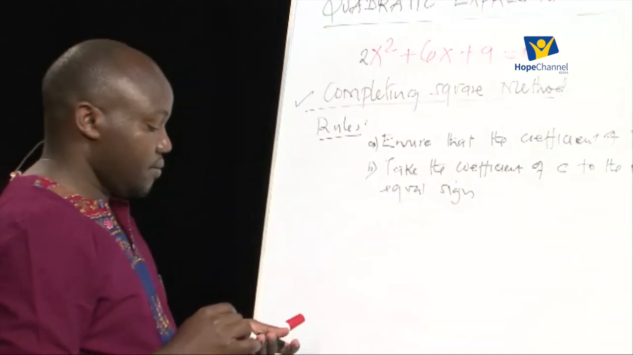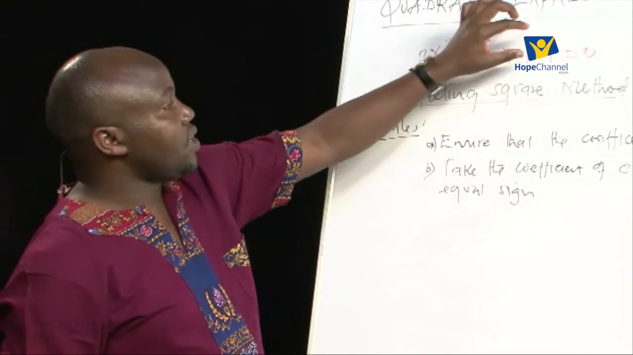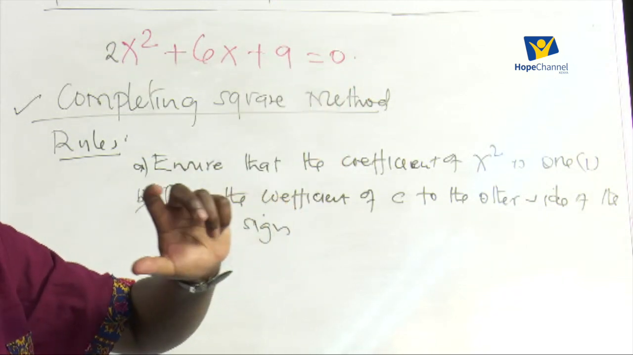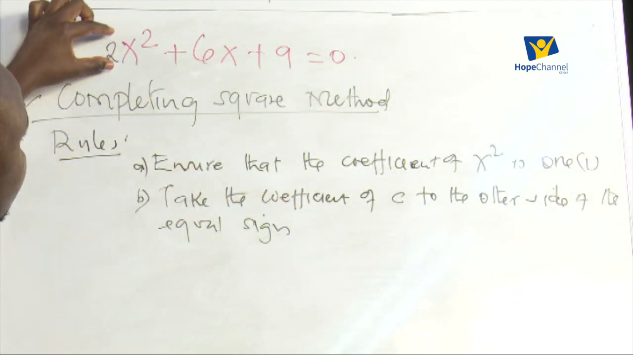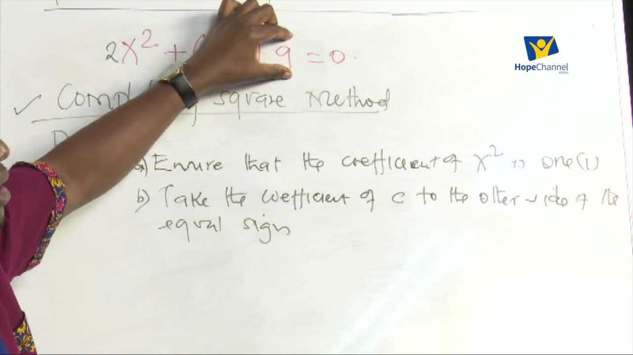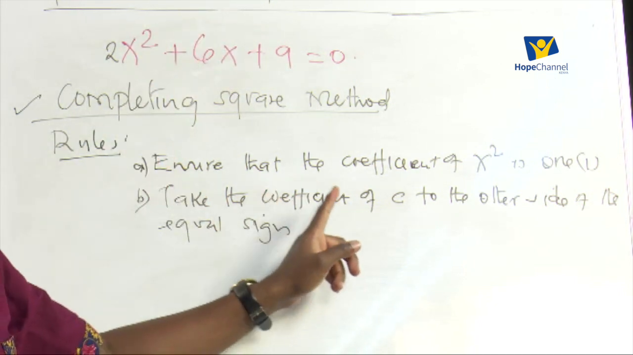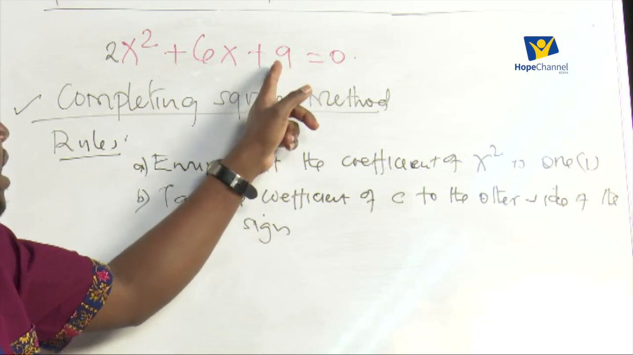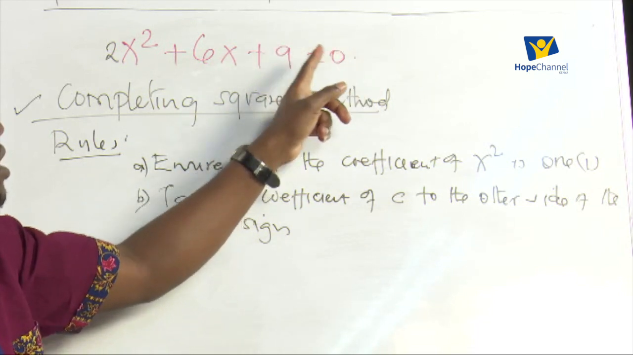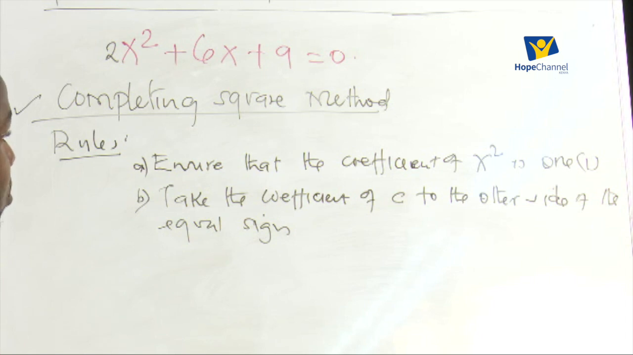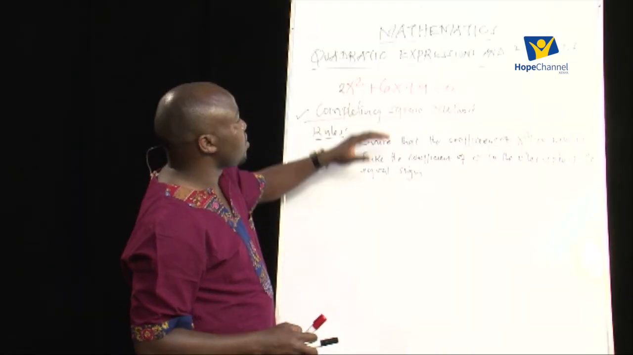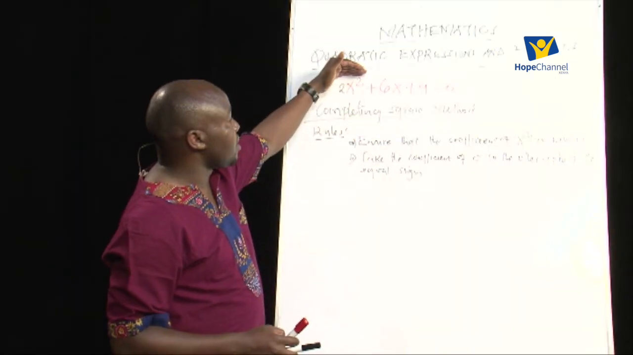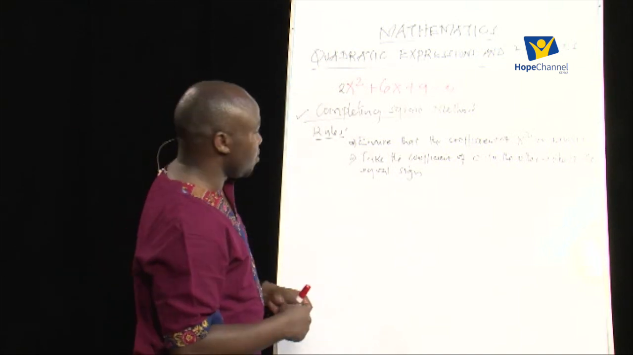That means what? Our coefficient of C, remember A, B, C, we said they are integers, they are numbers. Our A is 1, our B is 6, our C is 9. Therefore, take the coefficient of C to the other side of the equal sign, meaning that I take positive 9 to the other side of the equal sign, it becomes what? Negative 9. Correct. So I'm just listing them down so that when we now embark on the real mathematical part of it, you are able to understand what you're doing.